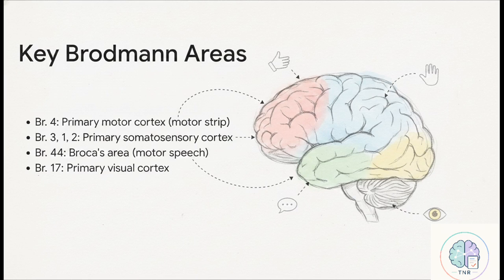Let's connect a few of these specific zip codes to what they actually do. Brodmann Area 4, for instance, is your primary motor cortex, the motor strip we just mentioned. And what's wild is that this area is packed with a huge concentration of giant pyramidal cells called the cells of Betz. Just behind that, you've got areas 3, 1, and 2, which make up your primary somatosensory cortex. That's the area handling your sense of touch. Then, over on the dominant hemisphere, you have Area 44, Broca's area, classically known as the motor speech center. And all the way in the back is Area 17, your primary visual cortex. So you see, these aren't just random numbers. They are the fundamental coordinates of human experience.